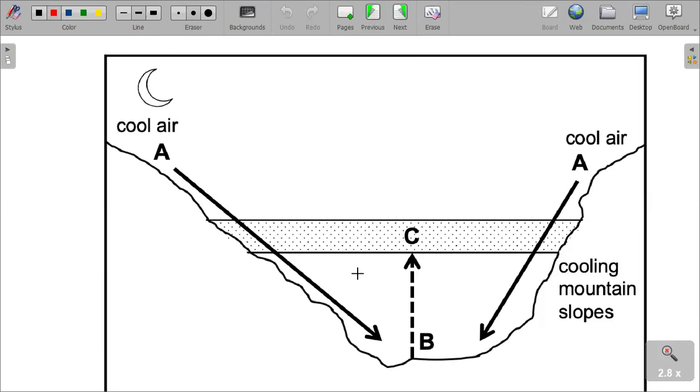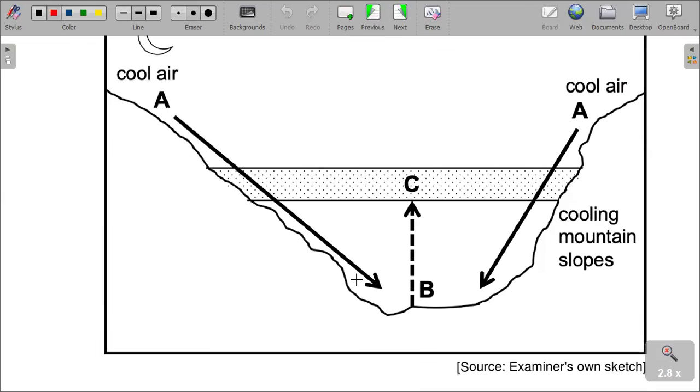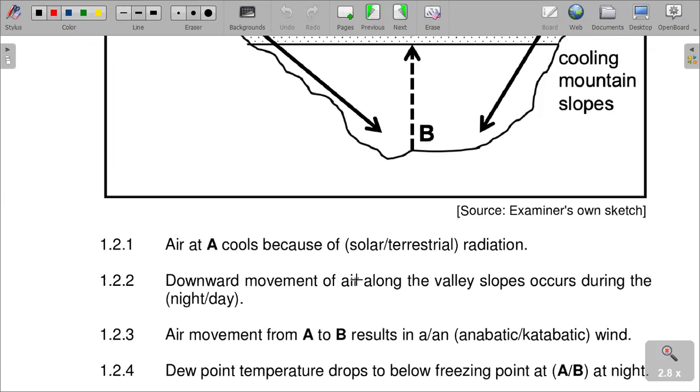So we have A, and then B, the wind is rising, and then it reaches level C. I want you to understand what C represents. A is downslope, and B is uprising or upslope. Then let's go to the questions.